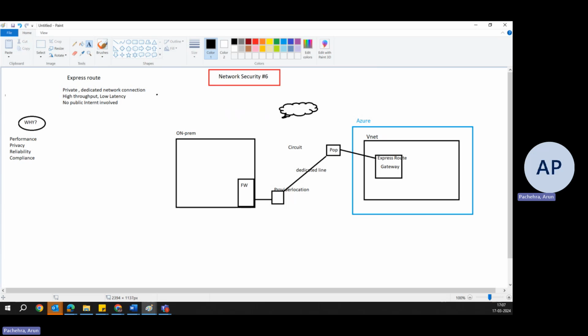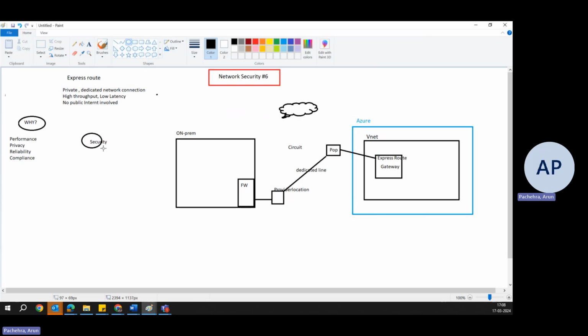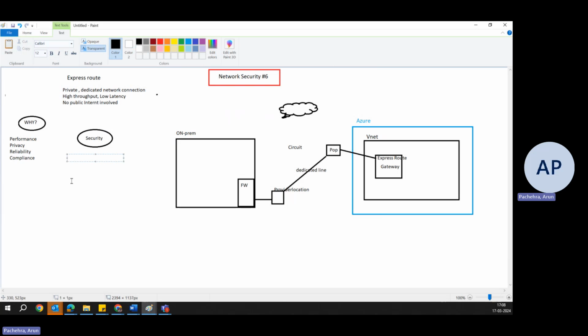Now we need to understand the security aspect of ExpressRoute. That's the whole point of talking about all these things, so that we can talk about the security. That's the motive. We have understood what ExpressRoute is, how it conceptually and physically looks, and why anyone uses it. Now, security. So, what is in security?